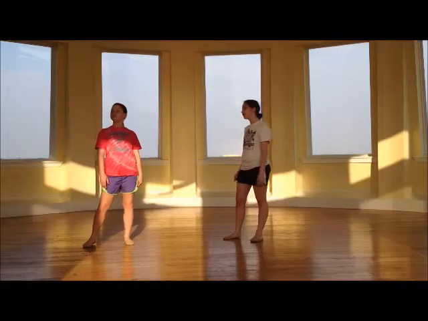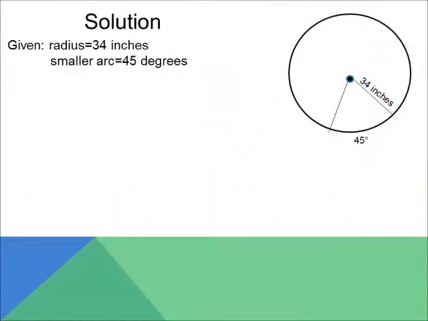Okay, alright. To apply math to our fan kick, we are going to find the area of the sector created from the leg doing the fanning motion. Now we know that the radius of the entire circle is 34 inches, which is again represented from the length from the top of my thigh down to the tip of my toe. And we know that the smaller arc is 45 degrees.